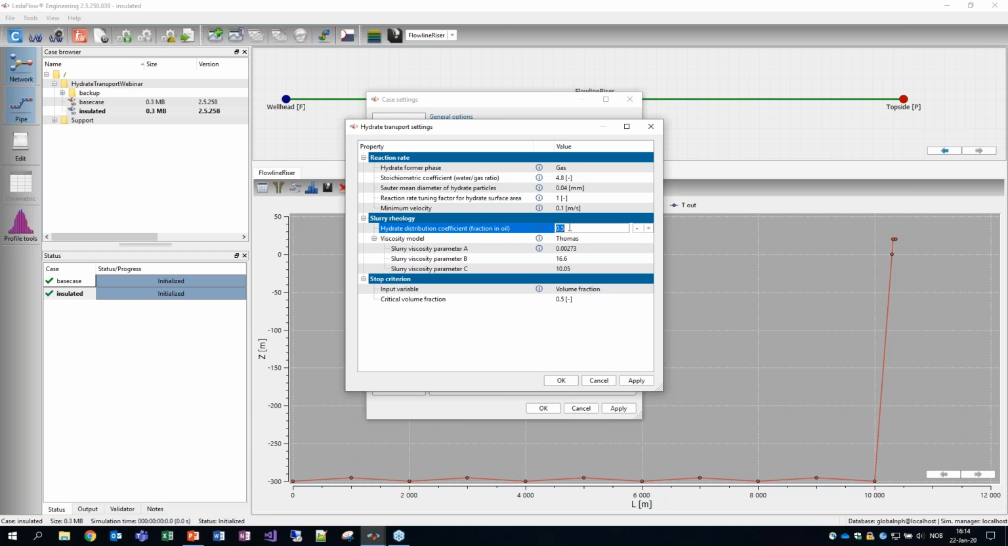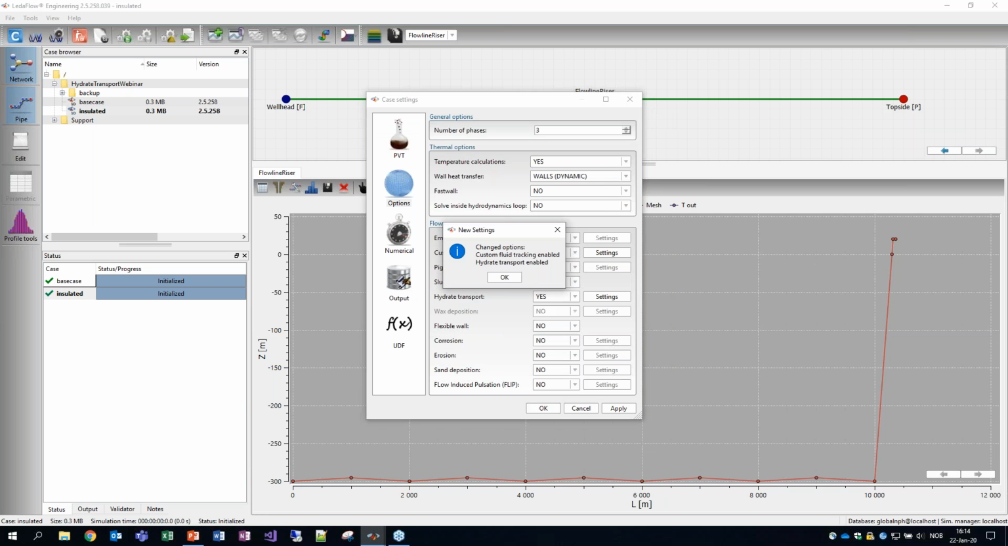I would like my hydrate particles to end up in the water phase. So I'm setting this hydrate distribution coefficient to 0, which means that none of the hydrates will end up in the oil phase, which means 100% in the water phase. Okay, so I'm just applying these changes, and now it's saying that custom fluid tracking was enabled and hydrate transport was enabled. So this is good.